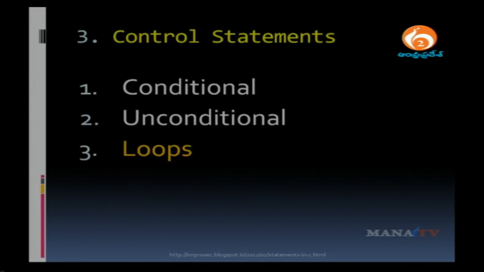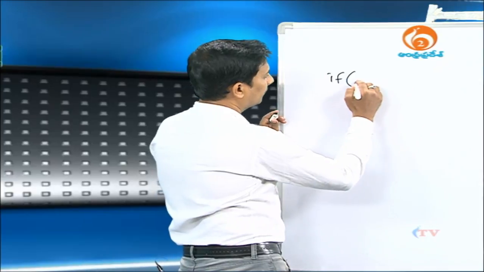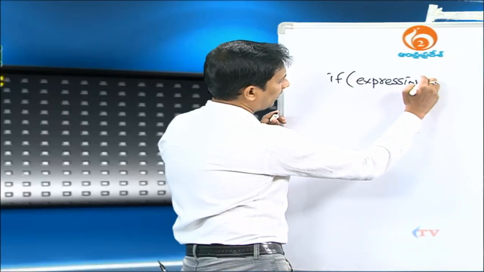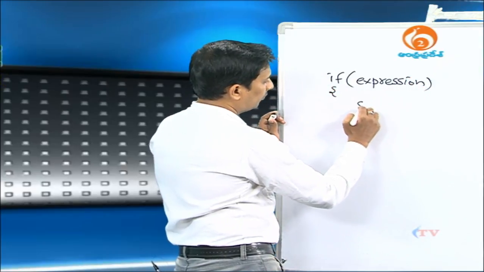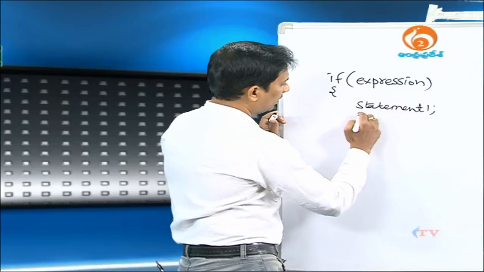So up to now we finished control statements, that is, conditional statements. Now the next one is loops. Loops are to be discussed now. So loops means, up to now we executed, if you see here on the board, I will explain to you. If statement, statement 2.